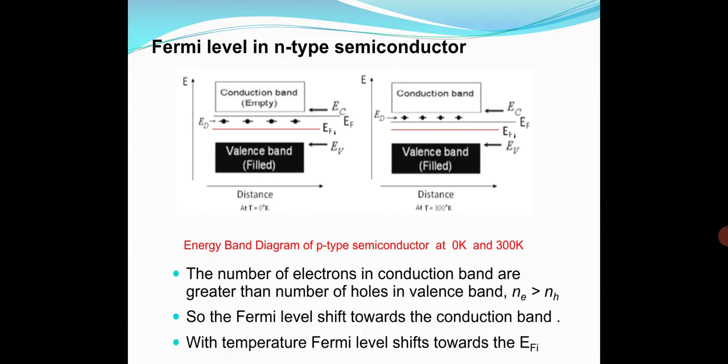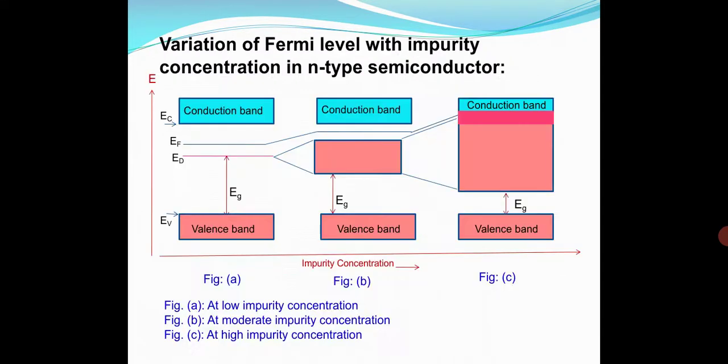Now similarly, the Fermi level in an N-type semiconductor. In an N-type semiconductor, we dope a fifth group element, that is a pentavalent impurity: phosphorus, arsenic, antimony, P, As, Sb. The number of electrons in the conduction band is greater than the number of holes in the valence band. So that's why the Fermi level shifts towards the conduction band. Here, from the center, the Fermi level shifts towards the conduction band.